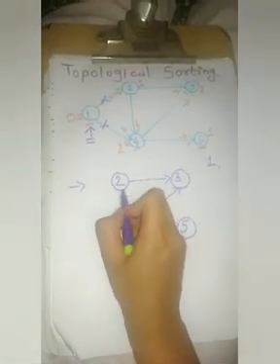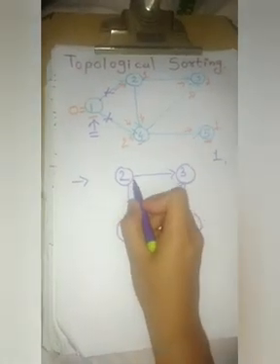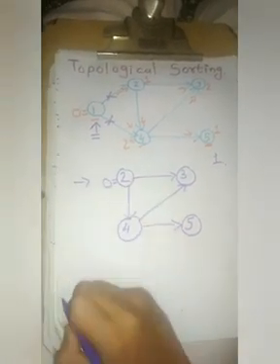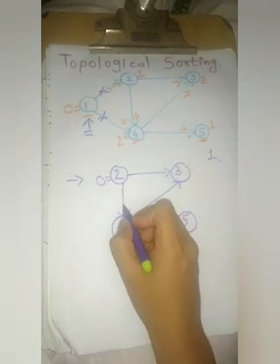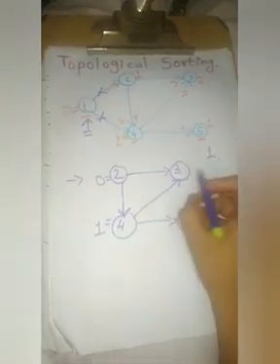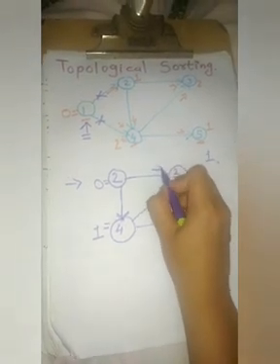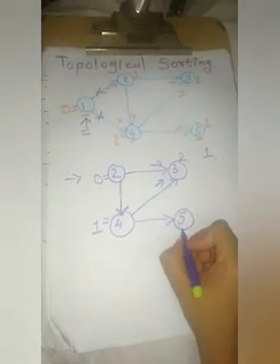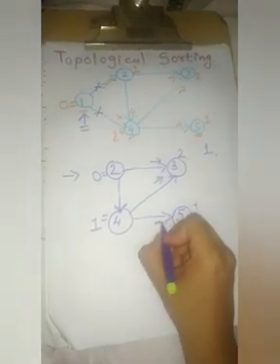So check incoming degree for the remaining graph. For node 2, incoming degree is 0. For node 4, incoming degree is 1. For node 3, incoming degree is 2. And for node 5, incoming degree is 1.